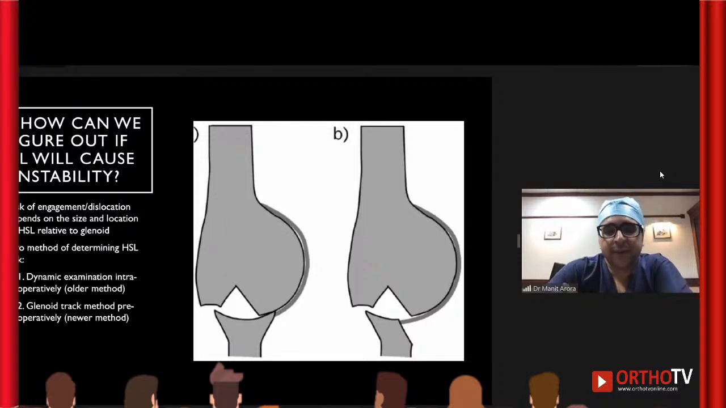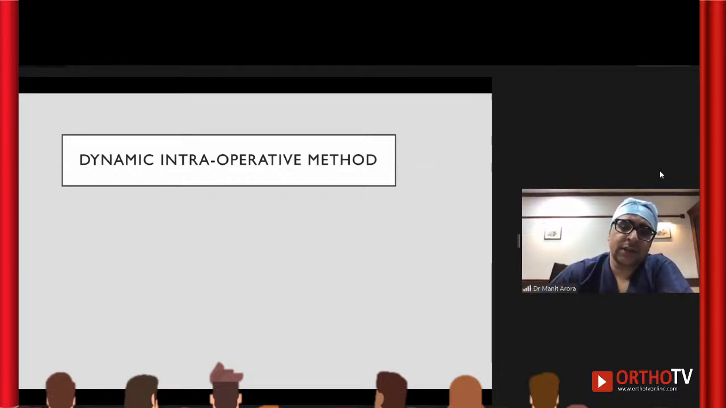There are two methods that we typically use for determining whether a Hill-Sachs lesion is going to pop out or not. One is the dynamic examination, which we do intraoperatively, and that's the older tried and tested method, but there's a lot of controversy related to that. That's why the concept of glenoid track came, and it's a technique that we can use preoperatively. It's newer, and most of the newer studies are showing it's better.